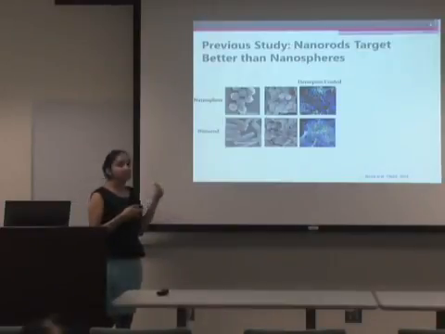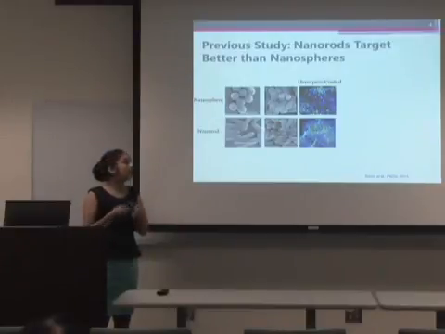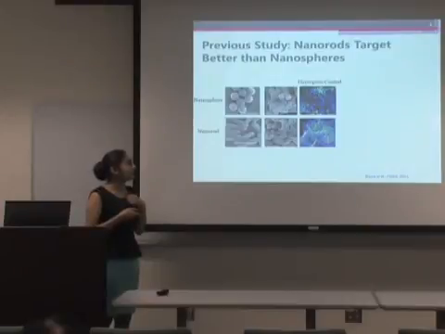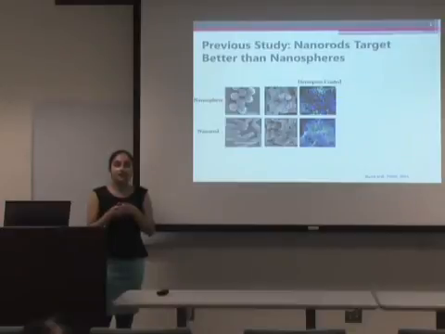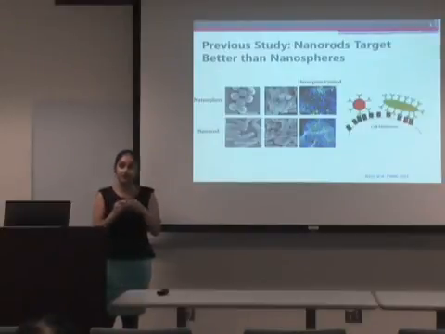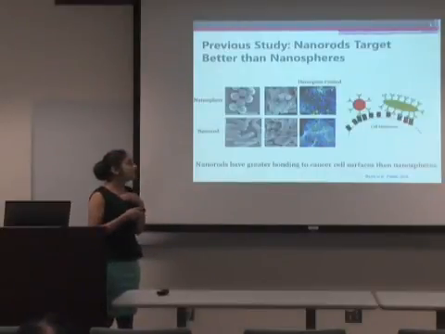Once we coat these nanoparticles with Herceptin, which is the antibody that we're using for breast cancer, you notice that there's a lot more green on the image on the bottom than on the image on the top, which means that the breast cancer cells are taking up nanorods more than nanospheres. We predict this is because of the difference in surface area of the two shapes. Here you can see that there's a lot more interaction between the nanorods and the receptors than there is between the nanospheres and the receptors.